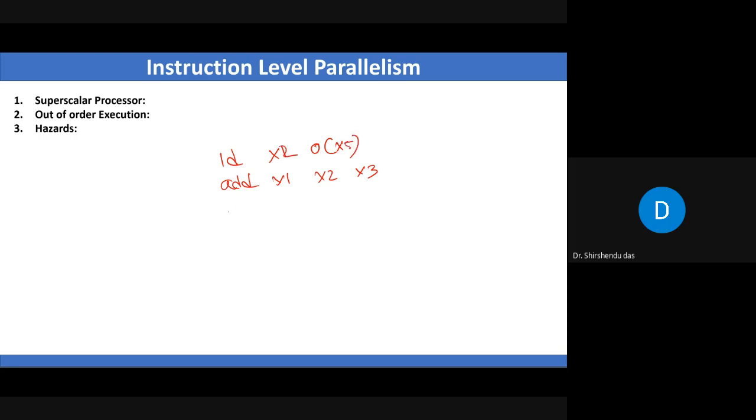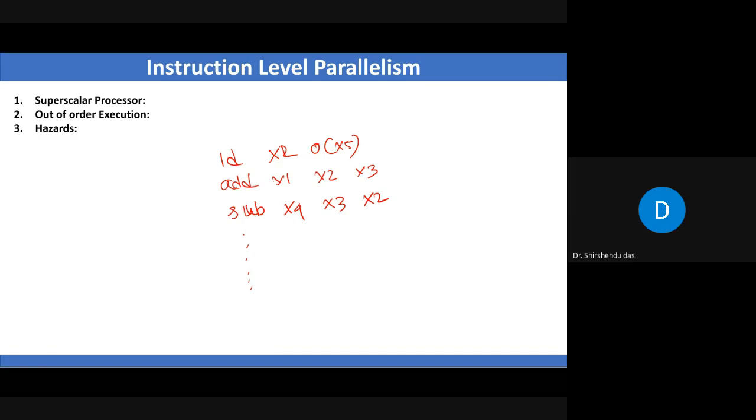x5, sub x4 x3 x2 suppose. So there are multiple instructions like this. The concept that I explained before midsem is that the processor will fetch one instruction at a time. But in a scalar processor, assume that you have multiple functional units. Why is it fetching one instruction at a time?